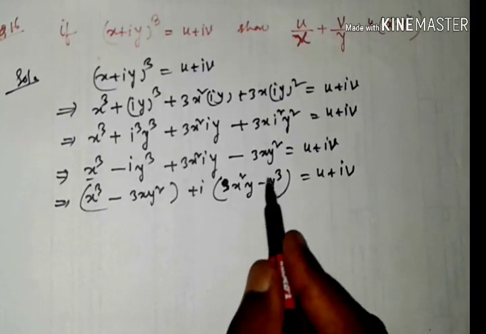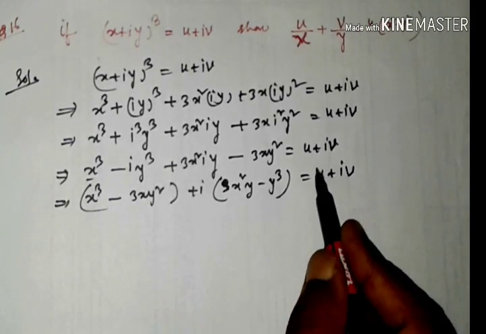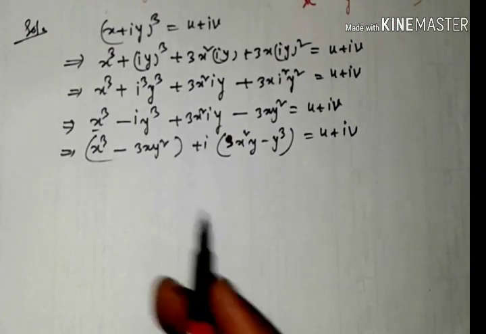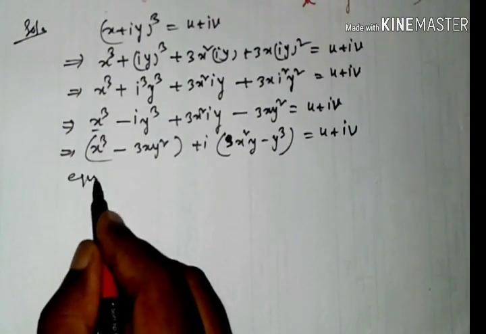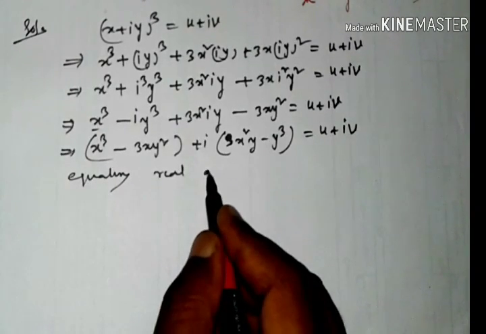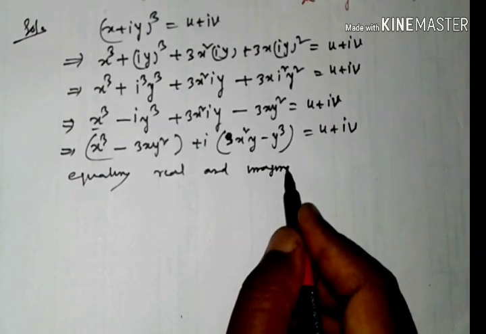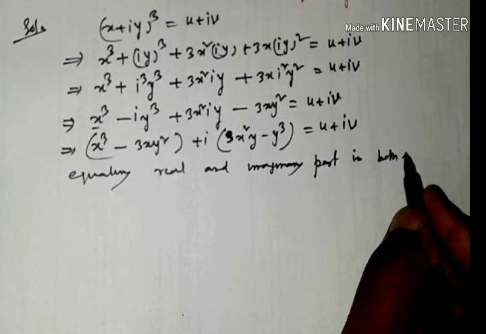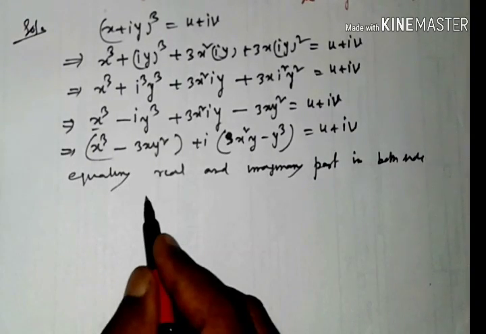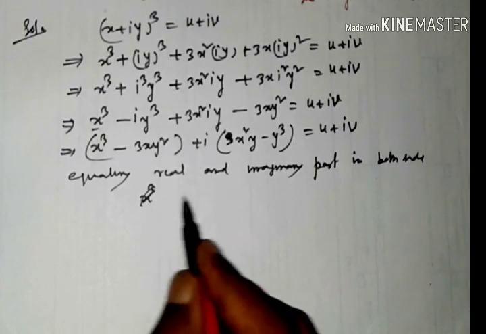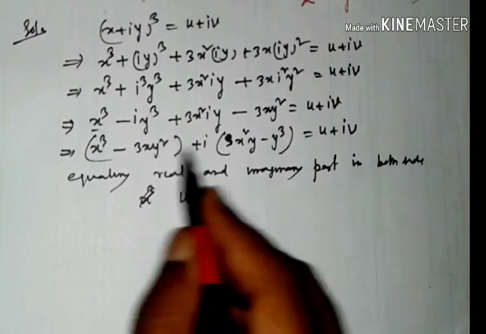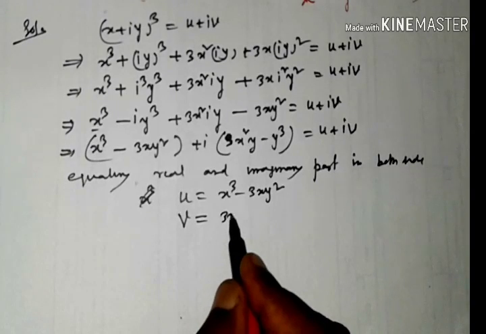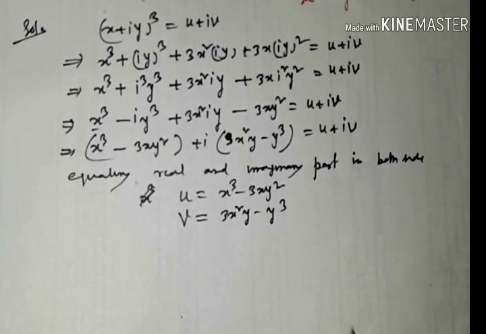Here this is the real part and this is the imaginary part. We can equate the real and imaginary parts on both sides. We get u is equal to x cube minus 3xy square, and v is equal to 3 x square y minus y cube.